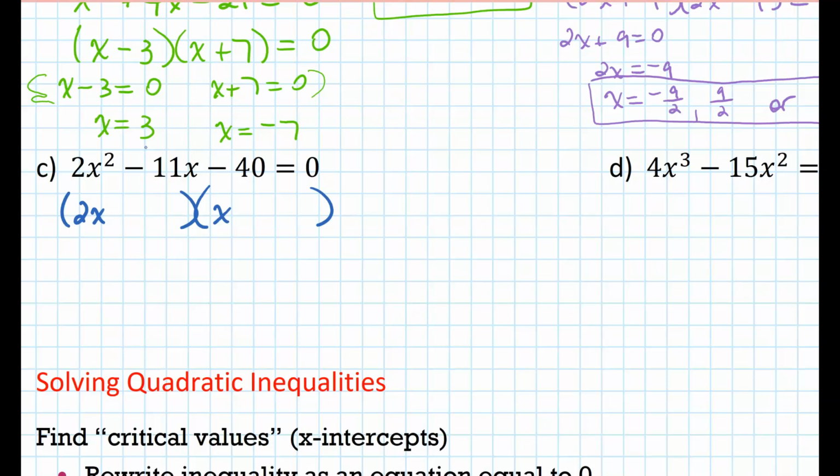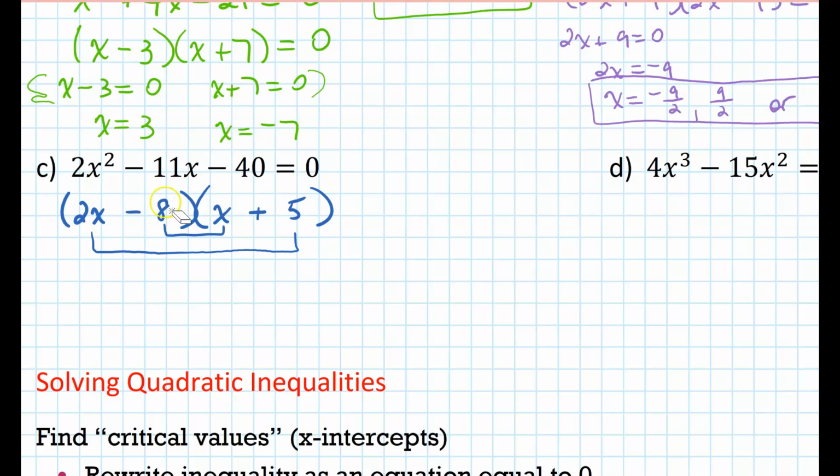Any thoughts? Yes? Is it 5 and negative 8? Okay, so we can try that. Again, we're sort of doing a little bit of guess and check. So if I put negative 8 here and positive 5 here, if I multiply those, I get positive 10 minus 8. Does that give me negative 11? Nope, that one doesn't.